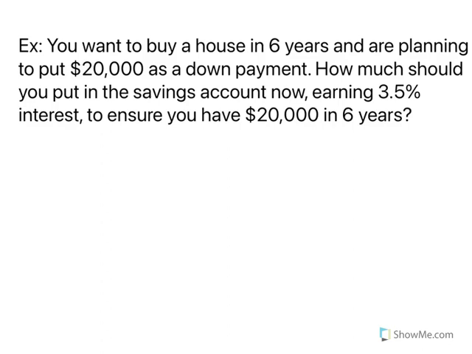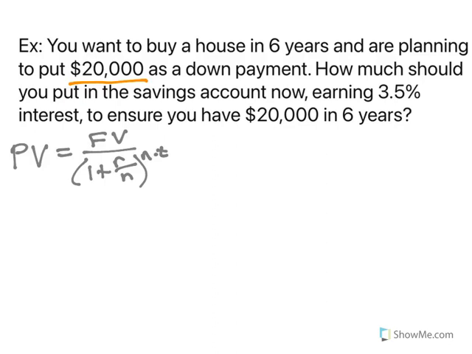You want to buy a house in 6 years, and you're planning to put $20,000 as a down payment. How much should you put in the savings account now, earning 3.5% interest to ensure you will have $20,000 in 6 years? Okay, so first, let's just think about our formula. Present value, how much do we need to put in the account now to have $20,000? That's our future value. So 1 plus R over N raised to the N times T power.